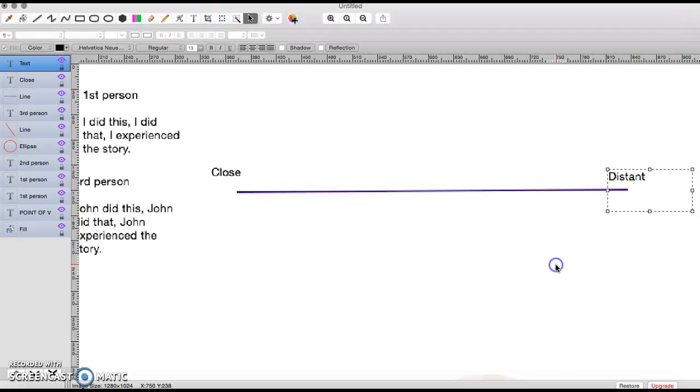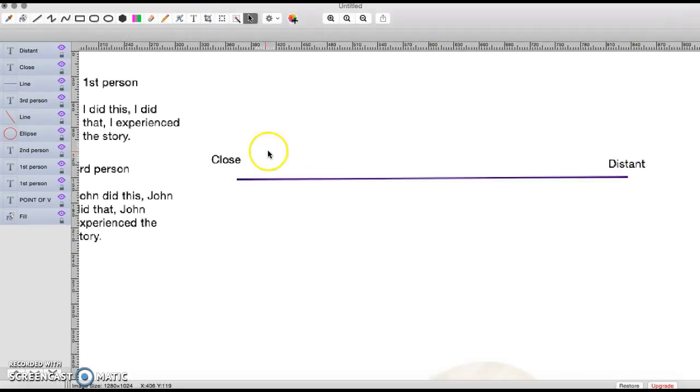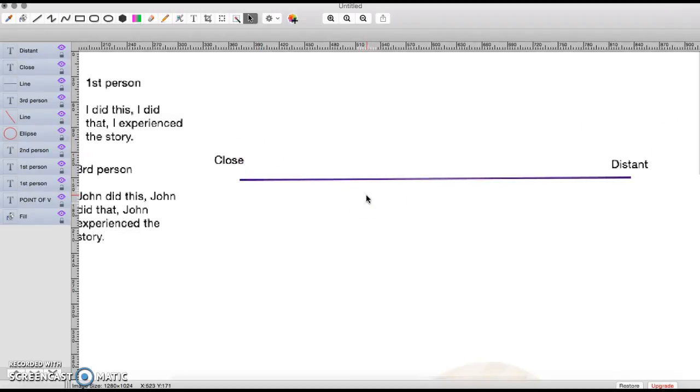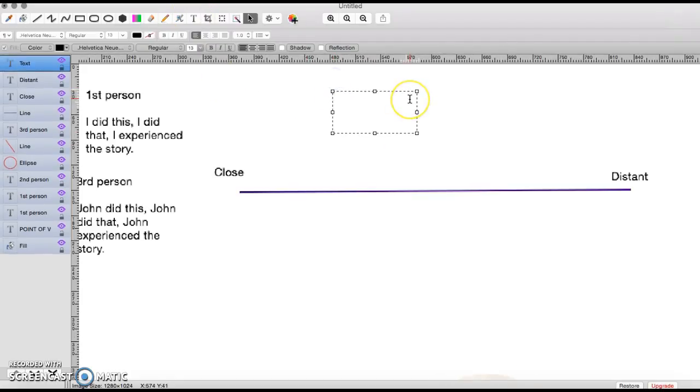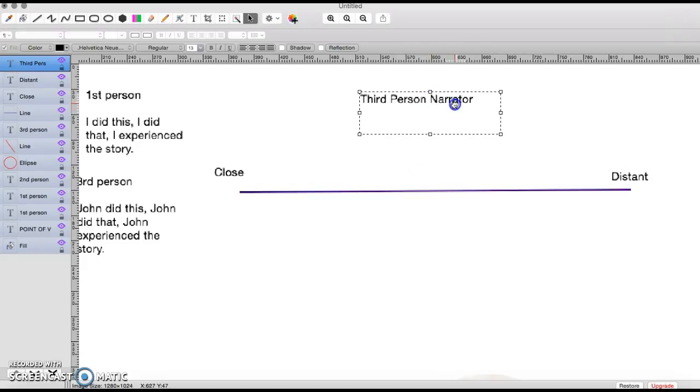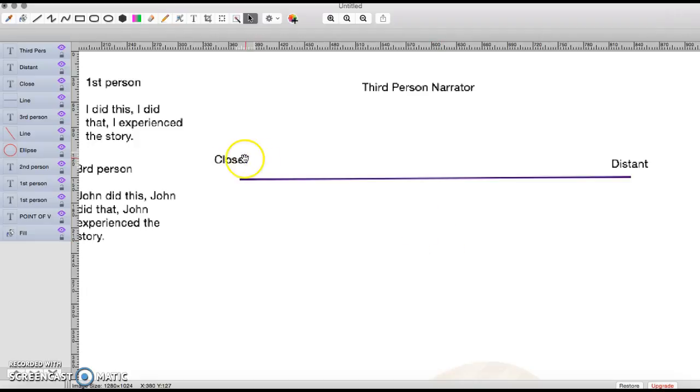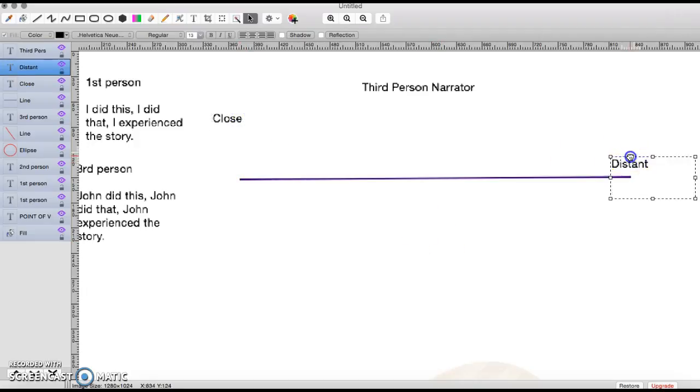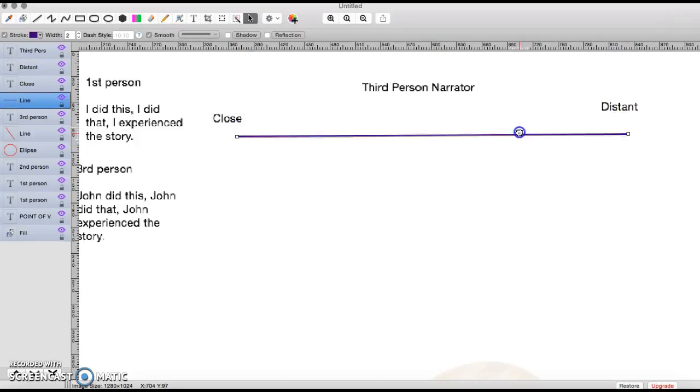And what this is all about is basically the narrator's relationship to us as the readers. So you can have a third person narrator, and the third person narrator can be sitting anywhere along this spectrum. So what do we mean when we say we can have a third person close or a third person distant? What does that actually look like to us? Let's just move these up here so we've got a bit more space.